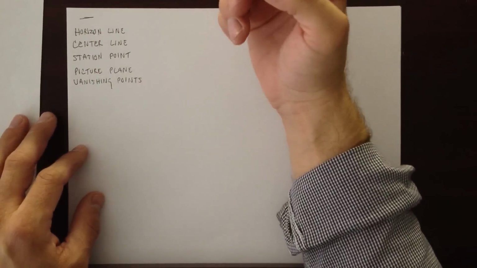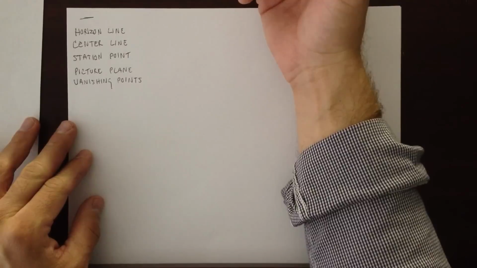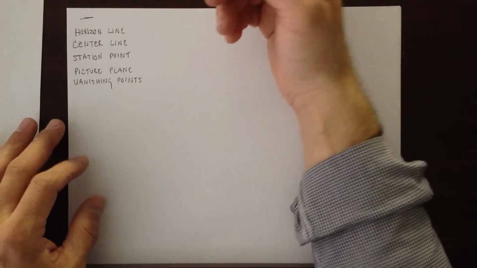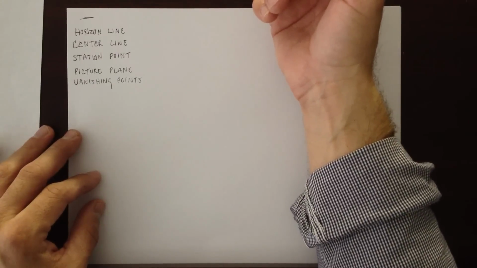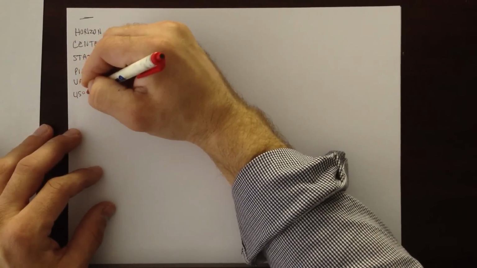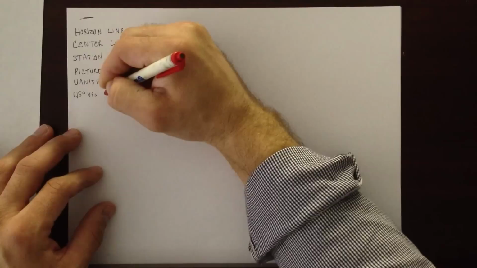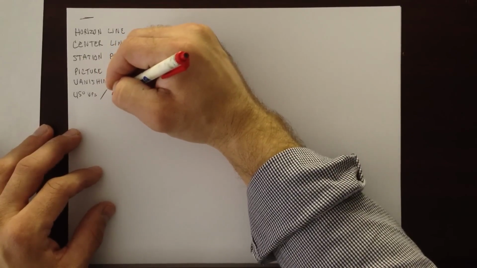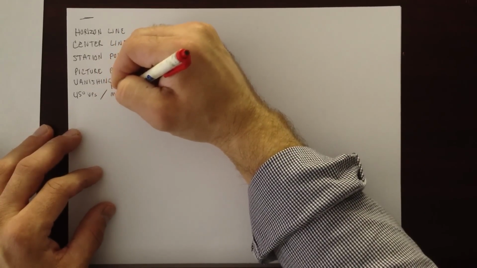And then the last thing you'll do in setting up your system is to establish either a 45-degree vanishing point or your measuring points. So these are 45-degree VPs and measuring points.